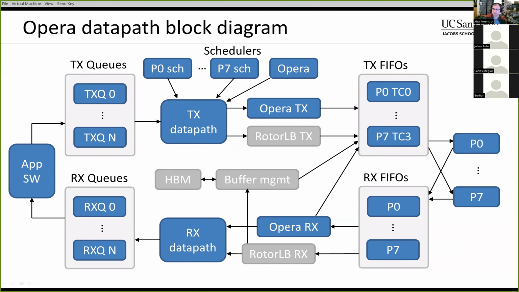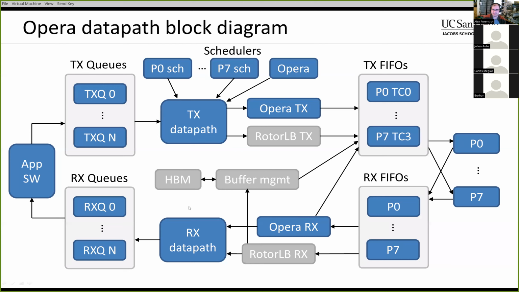For Opera, it's either local traffic that gets sent directly to the host, or it's traffic that needs to be sent somewhere else, in which case it'll go through the time-based routing and get sent to the appropriate transmit FIFO. It'll go back out on the wire. For Rotor LB, again, it's either local traffic that gets sent to the host, or it's remote traffic that needs to get indirected, in which case it'll get stored in HBM, and then in a subsequent time slot, it'll get read out and sent to one of the transmit ports.